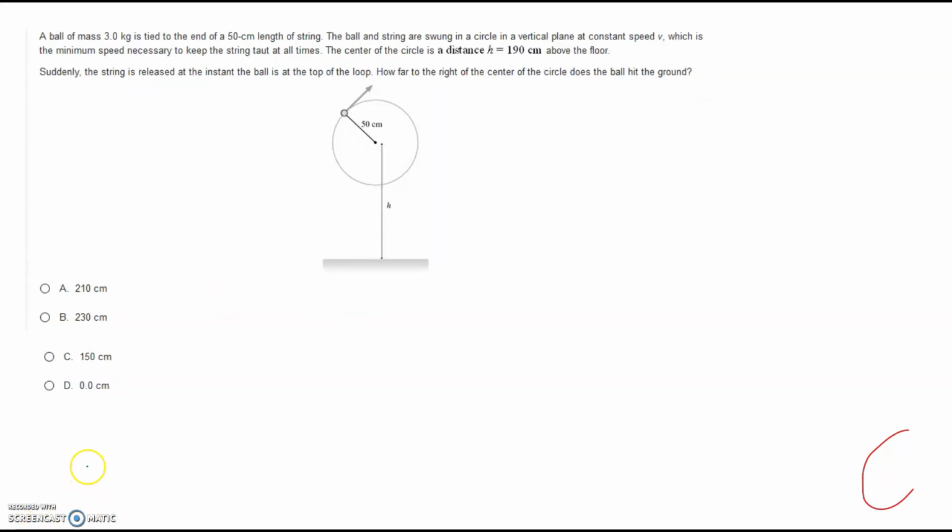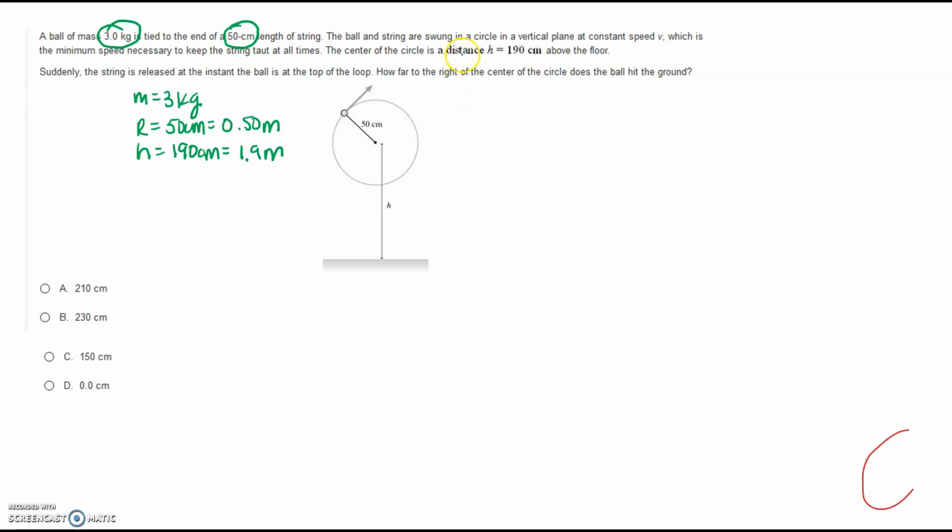Okay, let's work this one out. This one also has a quadratic equation, because why not? Okay, this is very similar to the one that we did earlier. So we have a ball of 3 kilograms, however the length is 50 centimeters. So let me write that down, which is this many meters, and then our height above is 190 centimeters, which is 1.9 meters. Okay.